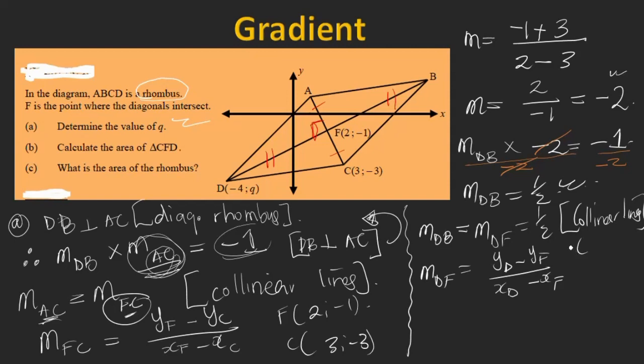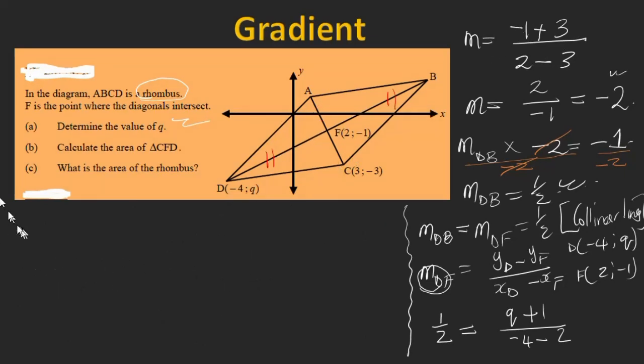Then I write my coordinates of d, coordinates of f. What do I have at d? Negative 4 and q. What do I have at f? 2 and negative 1. Then I do my substitution. What is the gradient of df? Because I already have this, I just substitute. That is 1 over 2 is equal to, what is y at d? Y at d is q minus what is y at f? Negative 1. So it will become plus 1 here. What is x at d? X at d is negative 4 minus what is x at f? That is 2. Right. Let me provide space here on the left side so I can continue answering this question.